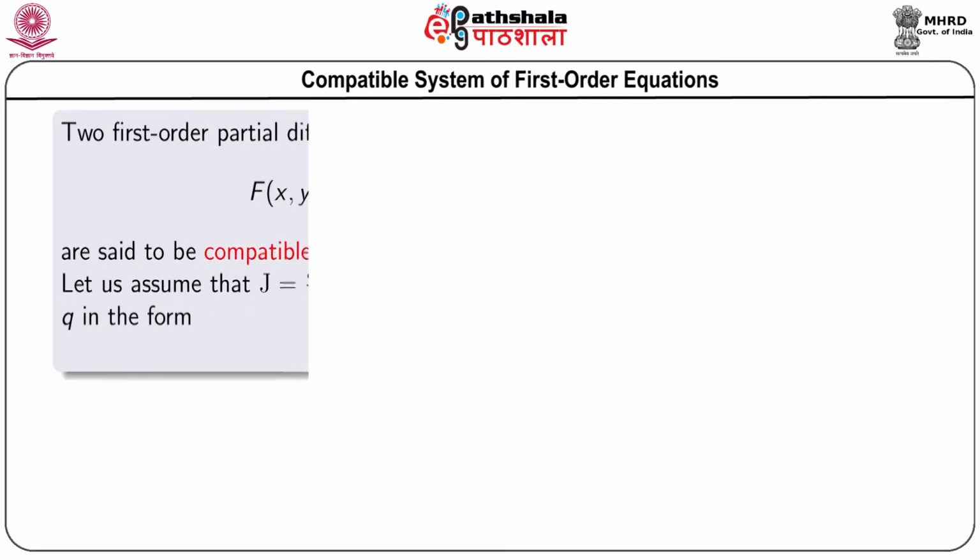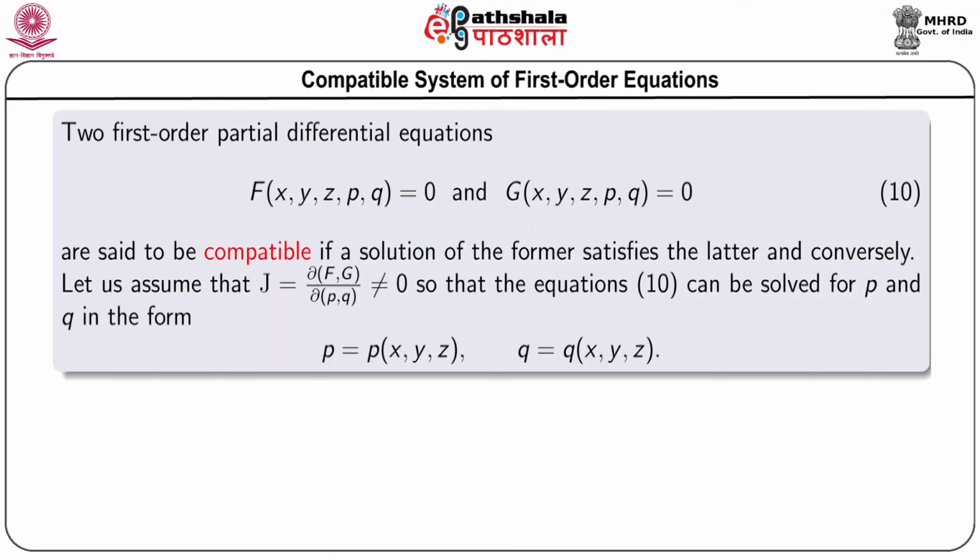Now, we are going to establish a functional relation between two first order partial differential equations under which these two equations are compatible. Suppose we have two first order partial differential equations, capital F(x, y, z, p, q) equals 0 and capital G(x, y, z, p, q) equals 0.